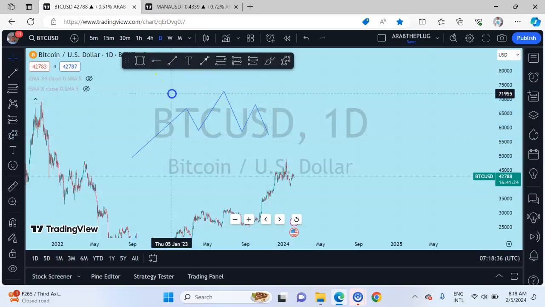If you look at it, you will label it: this place is the left shoulder, this is the right shoulder, and this is the head. That's why we call it a head and shoulders. And this one also has a neckline.